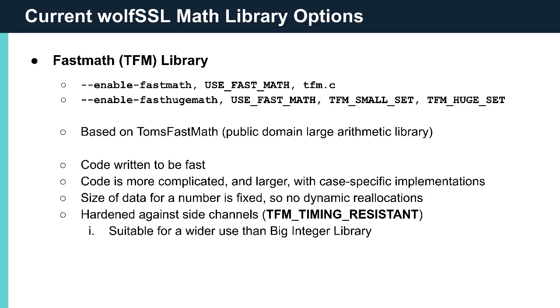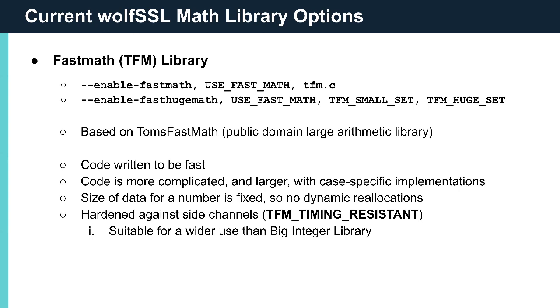So the TFM library is the fast math library. You can enable this with enable-fastmath, or optionally, we have the enable-fasthugemath option. USE_FAST_MATH is the define that corresponds to enable-fastmath, and this is going to be located in tfm.c. Originally, this was based on a larger public domain math library called Tom's Fast Math. And so we took that internal to wolfCrypt and have made a lot of changes to that since originally adopting it.